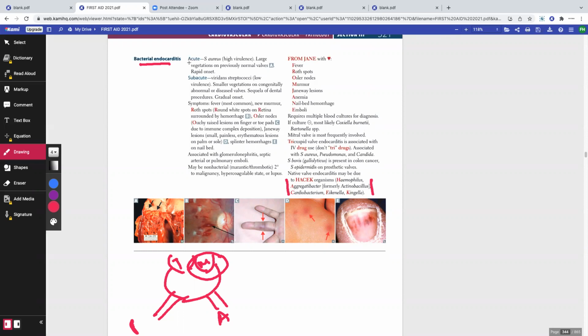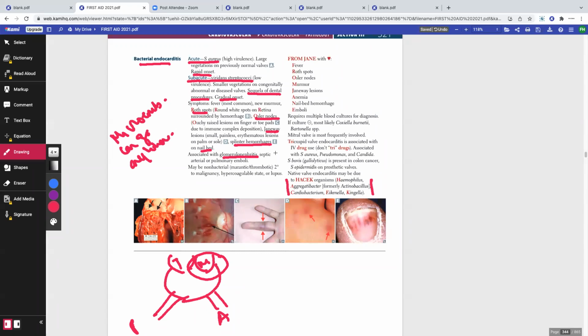Let's underline the organisms: acute, Staph aureus; subacute, viridans streptococci. We talked about this. This is due to a sequela of dental procedure. The onset is gradual. This is a rapid onset. Symptoms of bacterial endocarditis are fever, Roth spots, Osler nodes, Janeway lesions, and splinter hemorrhages in the nail bed, and basically everywhere the microemboli will go. Write down over here, microemboli can go anywhere. If they go to the brain, they will cause stroke. If they go to the renal system, they will cause AKI. So it's associated with glomerulonephritis and septic pulmonary emboli.